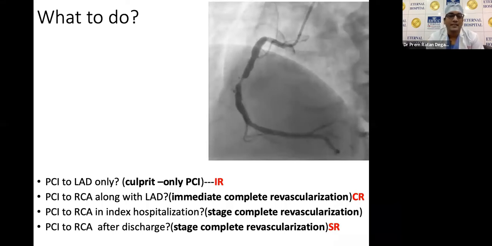The third strategy is PCI to RCA in the index hospitalization, in which the RCA is revascularized before the hospital discharge. And the fourth strategy is PCI to RCA after discharge, with revascularization within 2 months. So these are 4 strategies, and the guideline was not clear about which strategy should be adopted for this RCA.